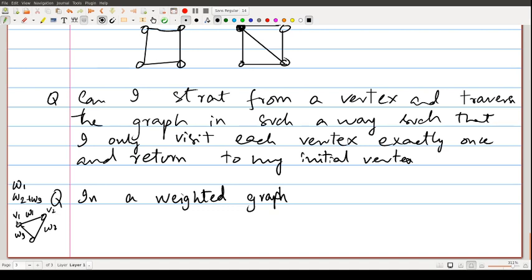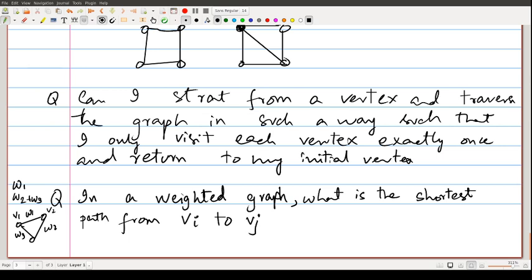Well, if affordability is an issue for you. Otherwise, if you're rich then you're not going to worry about it, and you might just take W1 because it's the shortest one. But the idea is, if you're worried about the weights and you want the route with the smallest total weight, then the question I can ask in a weighted graph is, what is the shortest route or shortest path from Vi to Vj?